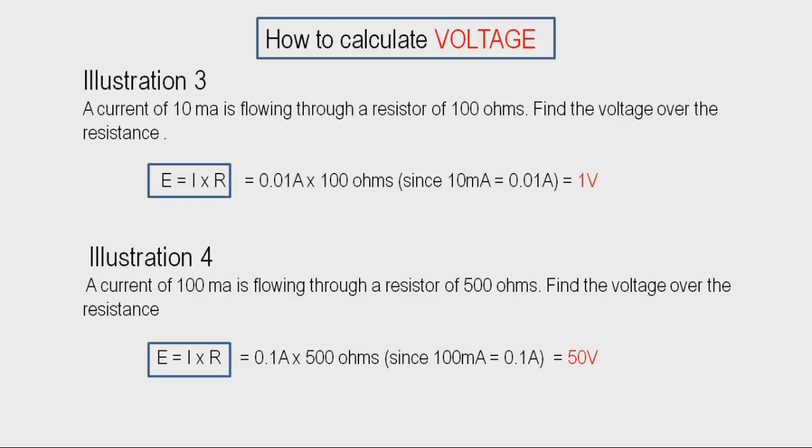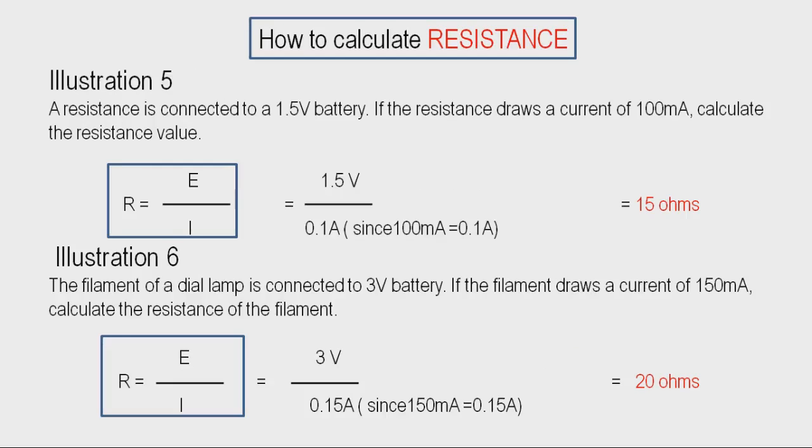How to calculate resistance? Illustration 5. A resistance is connected to a 1.5 volt battery. If the resistance draws a current of 100 milliamperes, calculate the resistance value. R is equal to E by I, that is derived from Ohm's Law. Substituting the values of E and I, 1.5 volts divided by 0.1 ampere, that gives us 15 ohms. So the resistance value is 15 ohms.